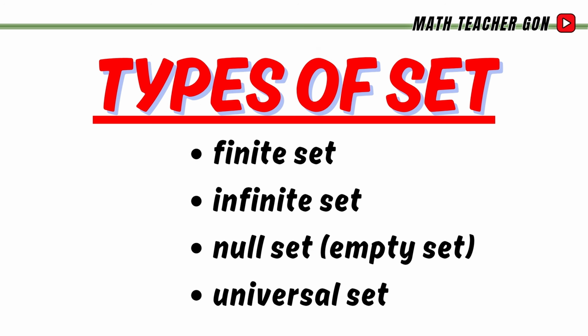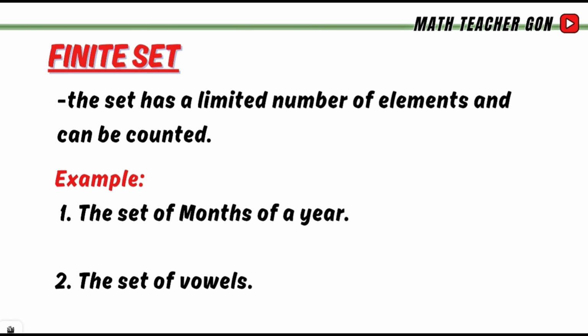Let's now proceed to the different types of set. So we'll start with the finite set. When we say finite set, the set has a limited number of elements and it can be counted. So when we say limited, it has a boundary. Okay, so for example, you have the set of months of a year.